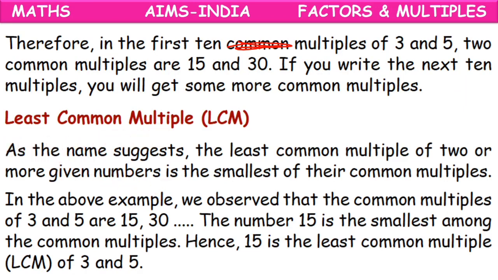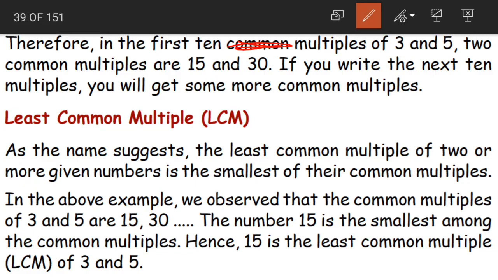Now coming to the least common multiple. In common factors, we had the highest common factor, which is our HCF. H for highest, C for common, F for factor. So in factors, we had our highest common factor, but in multiples, we have our least common multiple.